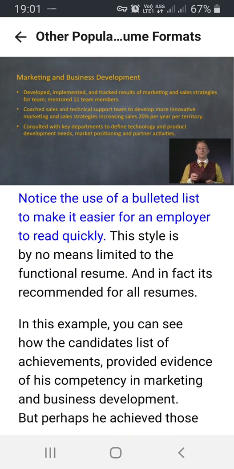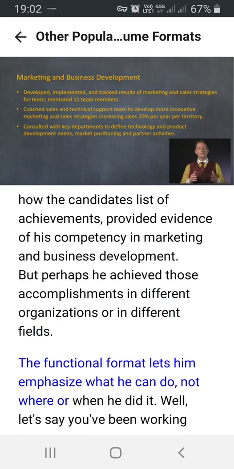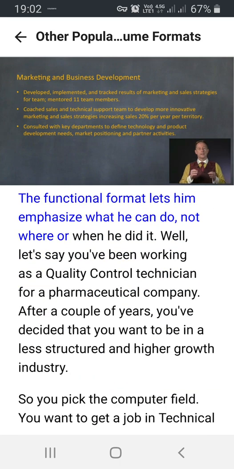Notice the use of a bulleted list to make it easier for an employer to read quickly. This style is by no means limited to the functional resume, and in fact, it's recommended for all resumes. In this example, you can see how the candidate's list of achievements provided evidence of his competency in marketing and business development. But perhaps he achieved those accomplishments in different organizations or in different fields. The functional format lets him emphasize what he can do, not where or when he did it.